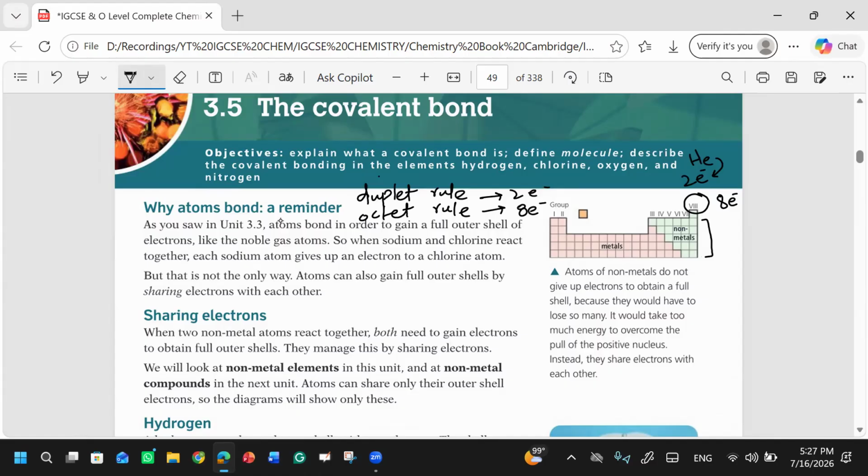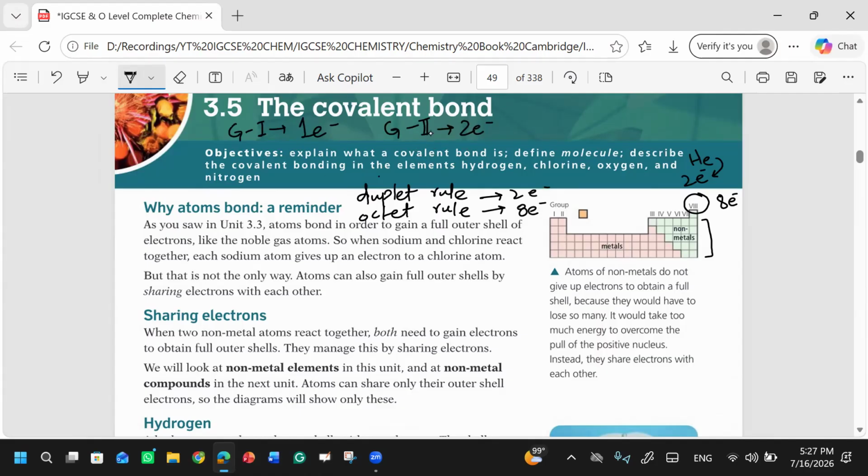For example, if we talk about group number one and group number two, how many valence electrons are there? Group one has one electron in its valence shell. What about group number two? Two valence electrons. So it means, and they are metals, so what will they do?